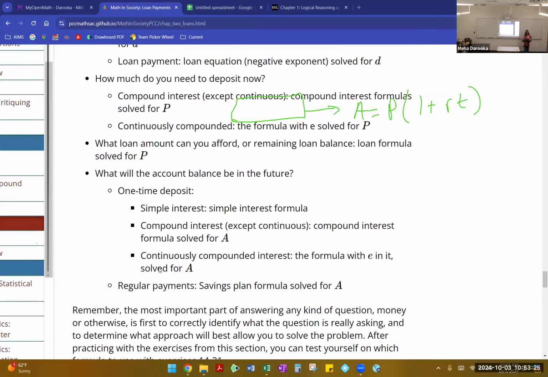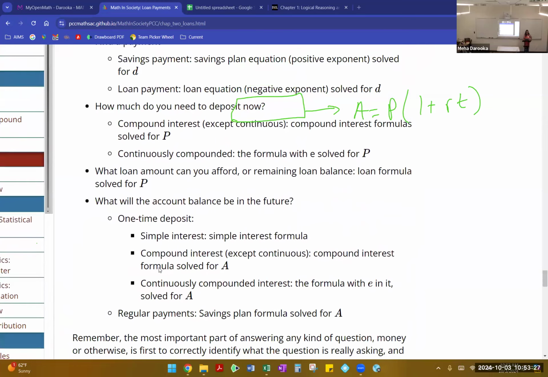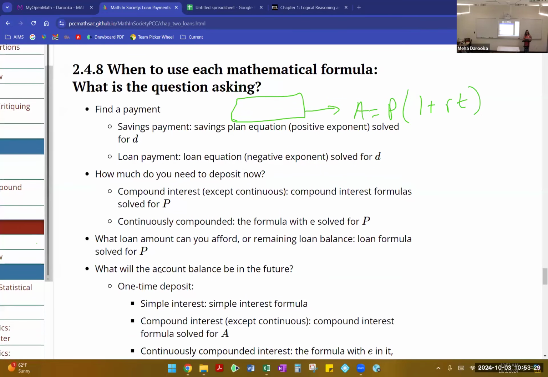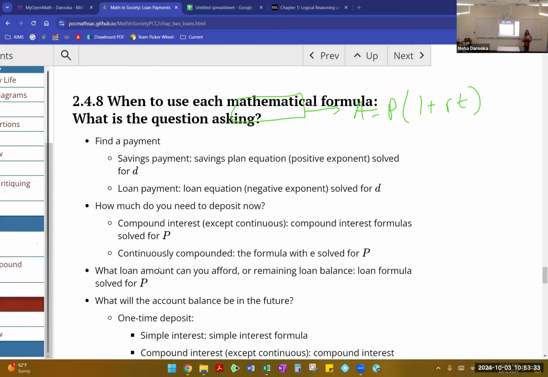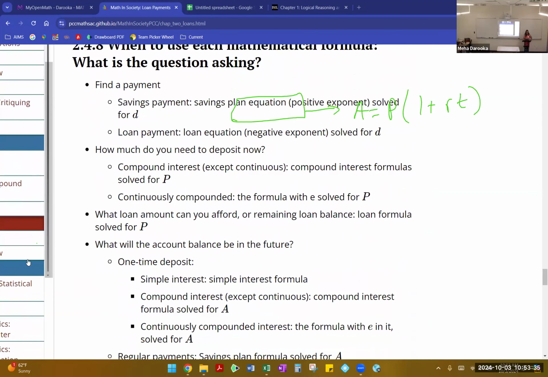And then again, a quick review on when to use which formula, what questions to ask yourself, what am I basically trying to find? And then you can see how they're guiding you through that. So I'll let you read that on your own time.